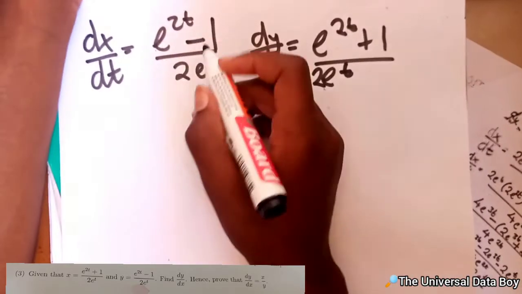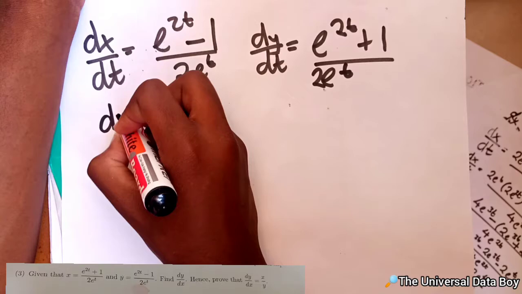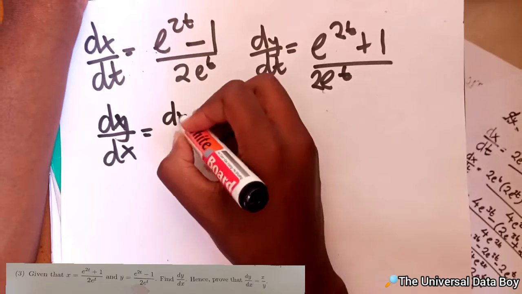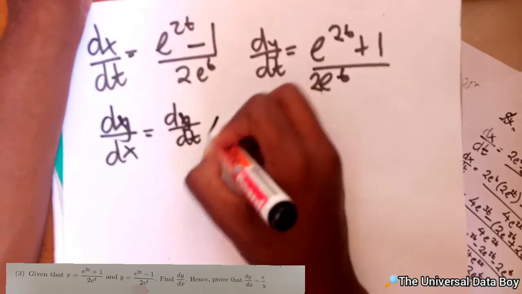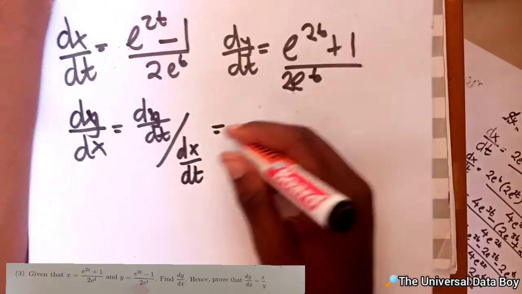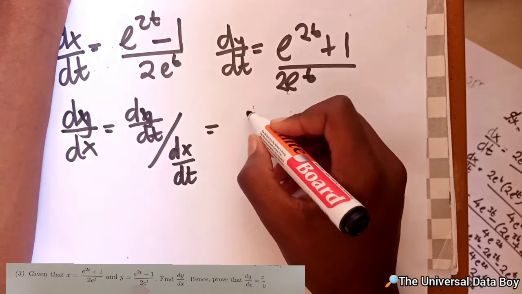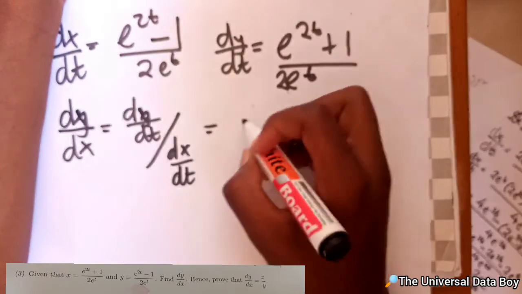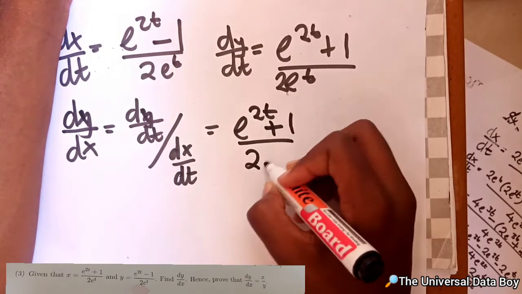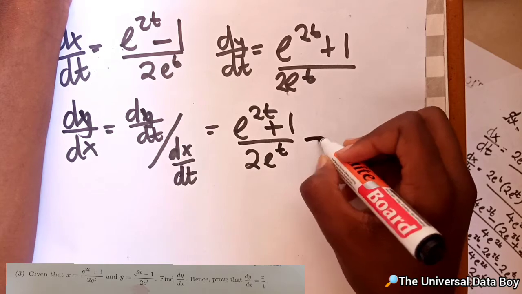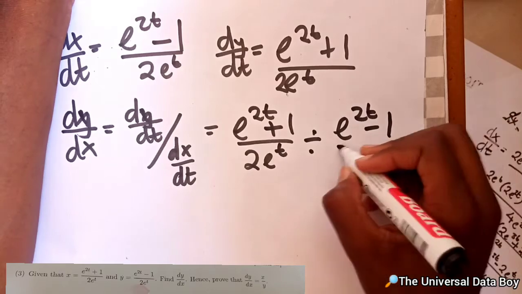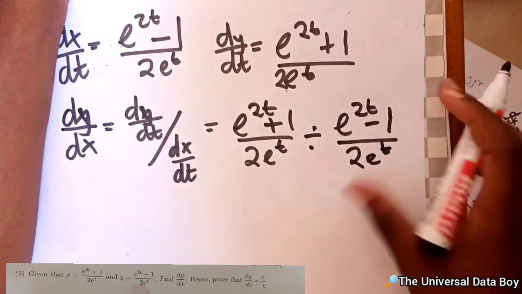So now to find dy over dx, we are going to have dy over dt divided by dx over dt. So this one is going to be equal to, where is our dy there? So we're going to have e to the power 2t plus 1 over 2e to the power t. Then this will divide with e to the power 2t minus 1 over 2e to the power t.